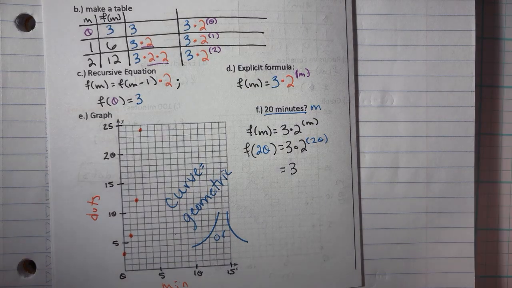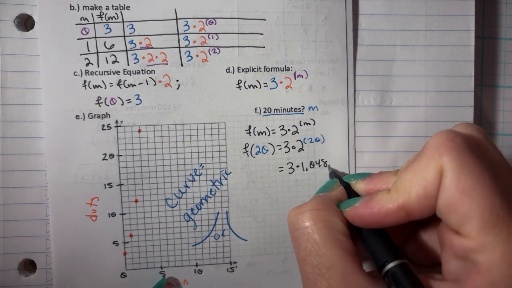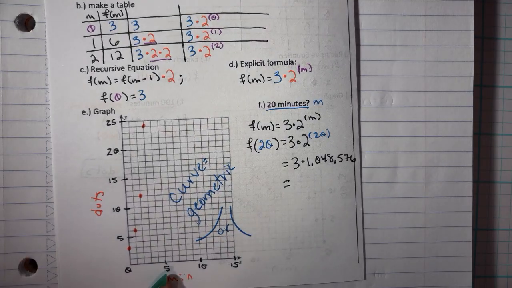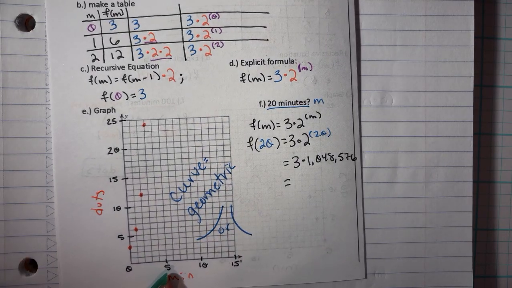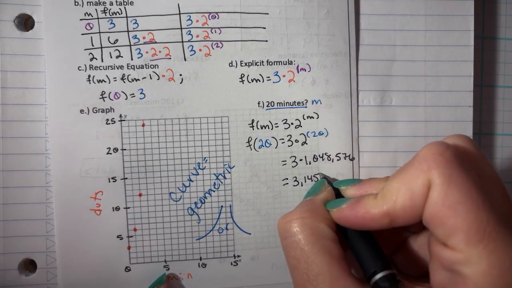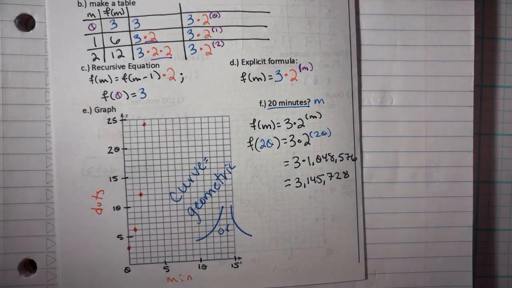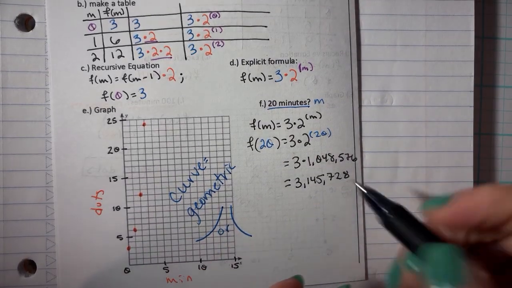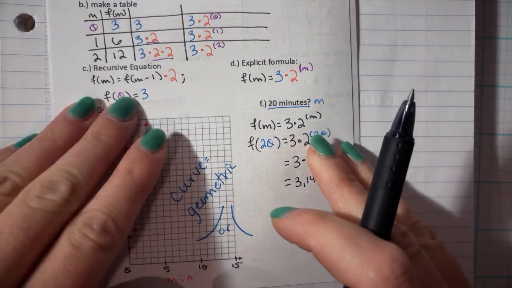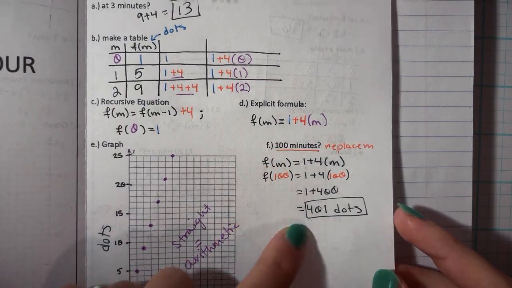Okay, it is 3 times 1,048,576. I have to multiply that by 3. And once again, I'm using my handy dandy calculator, which gives me 3,145,728. Big number. Okay, so as you can see, this already has way more dots just at 20 minutes versus prior, which went to 100 minutes. It only got to 401.